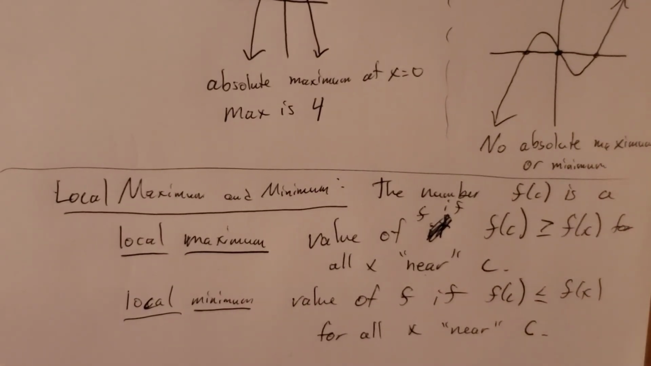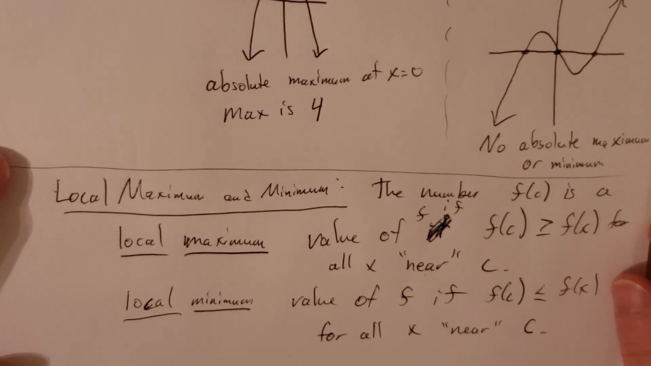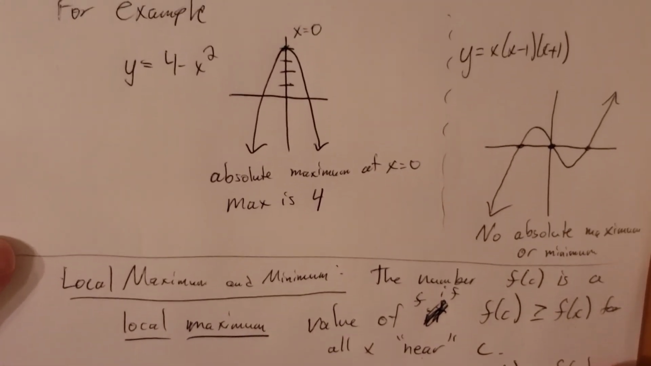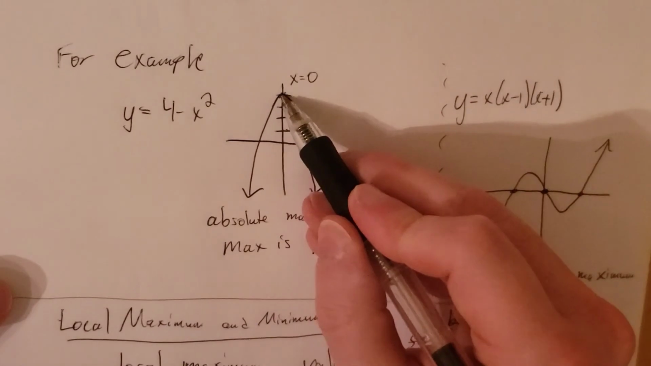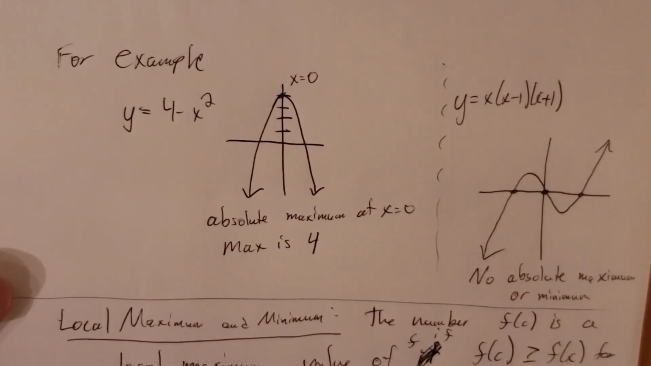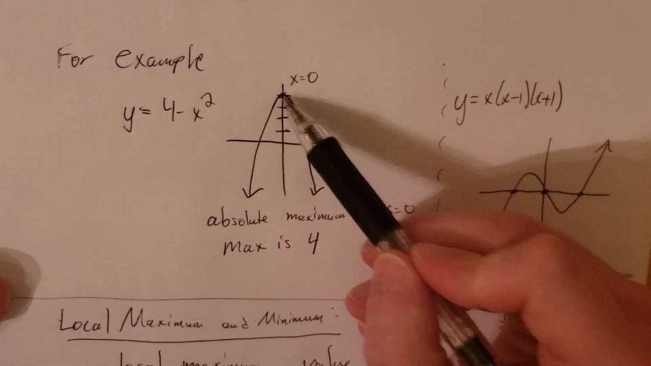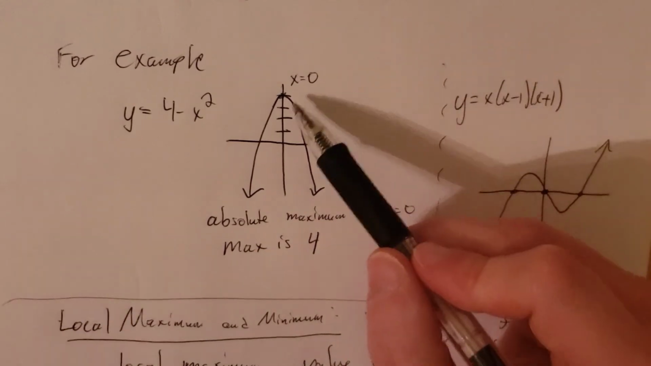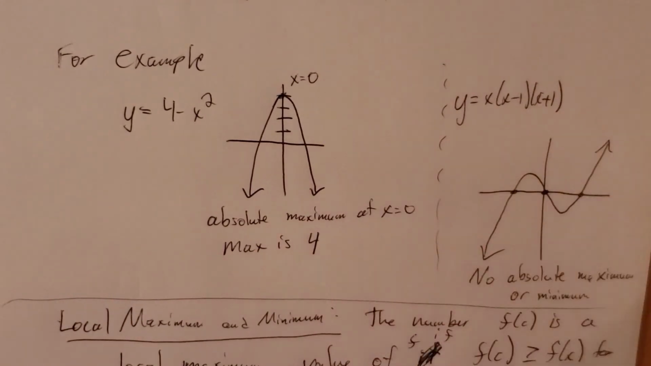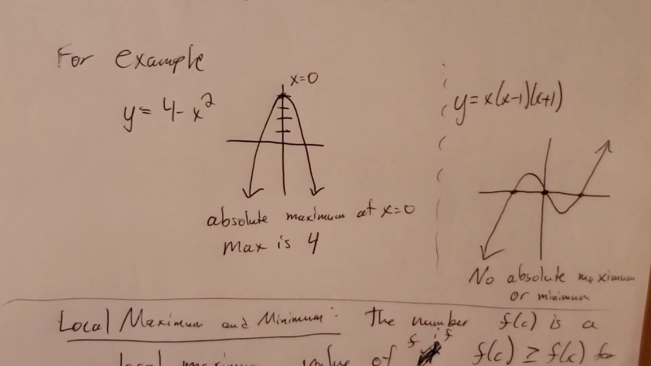All right. And then let's take a look at that compared to the pictures we just looked at above. In this first example, this absolute maximum happens to also be a local maximum. It is also bigger than every x right near there. f of c is bigger than f of x for all x near here. And we see that we don't have any local minimums.